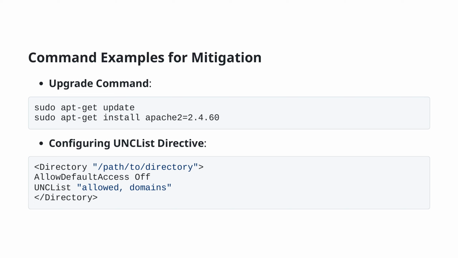Next, to enhance your server's security, you need to configure the unclist directive. This directive helps manage access more granularly. Here's how you can set it up: directory /path/to/directory, allow default access off, unclist allowed domains. In this example, replacing /path/to/directory with your actual directory path and allowed domains with your permitted domains will restrict access effectively. By setting allow default access off, you deny default access, ensuring only specified domains have permission. Implementing these steps should significantly mitigate the risk associated with the SSRF vulnerability on your Windows systems.